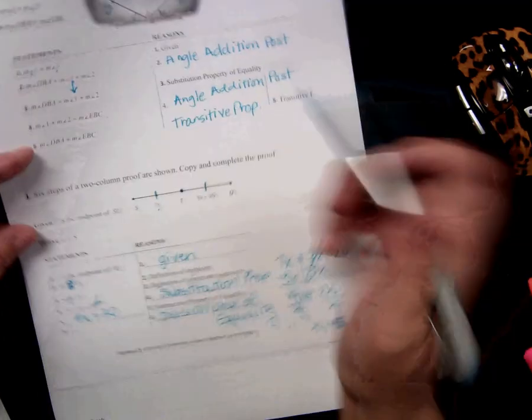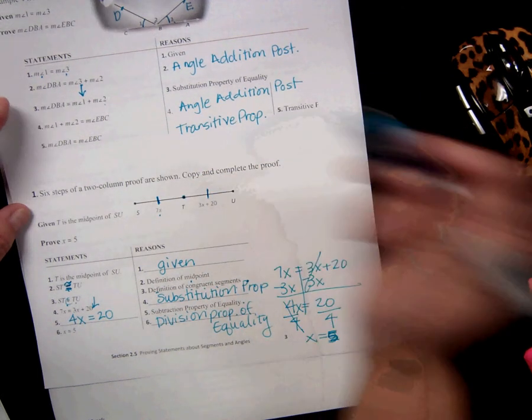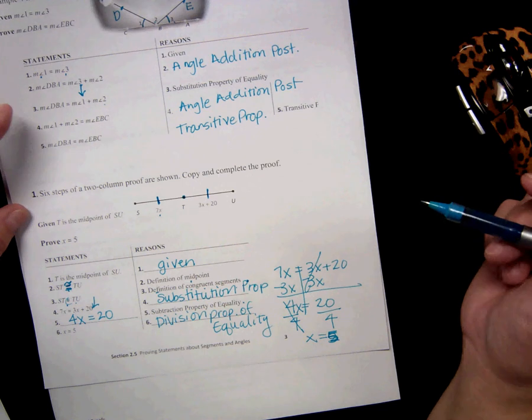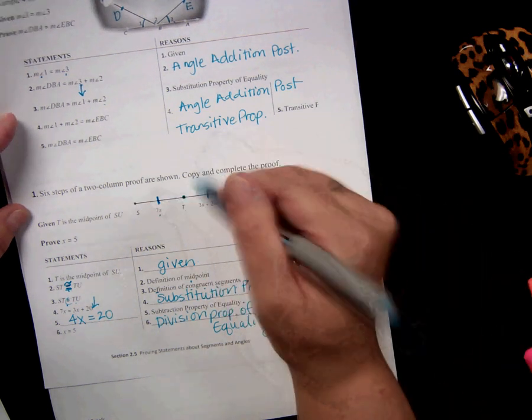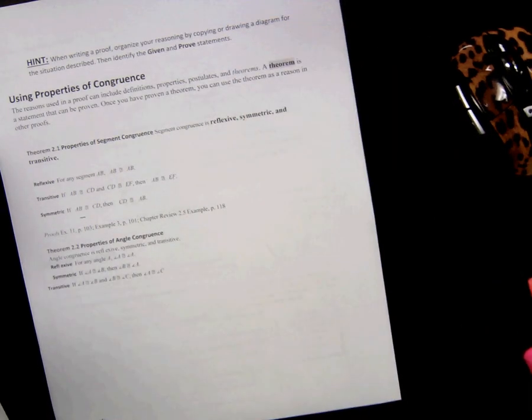If you notice, once I figured out T was the midpoint, I went over here and marked both of those sides as equal. If it's the midpoint, we know that ST is going to equal TU. That's just from our definition of our midpoint. Go and mark that stuff on your drawing, so that you can already be getting prepared for how you're going to solve this proof.